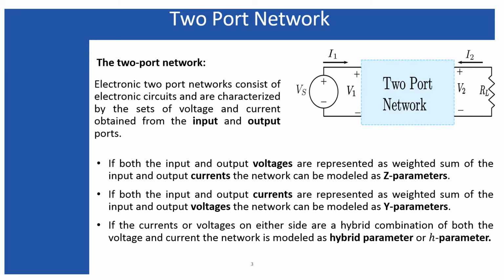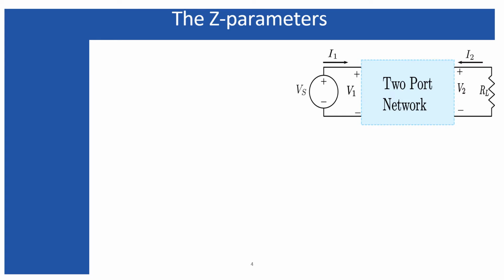Let's see the Z parameter model. Look at here. The input voltage is written in terms of the weighted sum of its input current and output current, whereas the output voltage is also written as the weighted sum of its input current and output current. And from these equations, the unknown factors are Z11, Z12, Z21 and Z22.